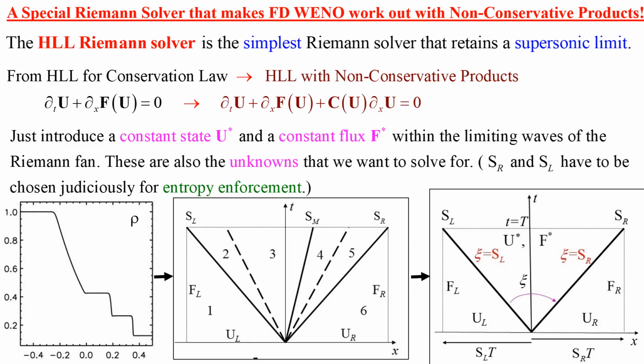So the way out of this dead end comes by essentially starting to think about simple Riemann solvers that have some nice attributes, and then building on them. So we would like to build on the HLL Riemann solver. Why? Because it's the simplest Riemann solver that indeed has a supersonic limit.